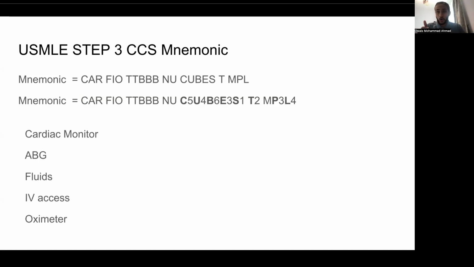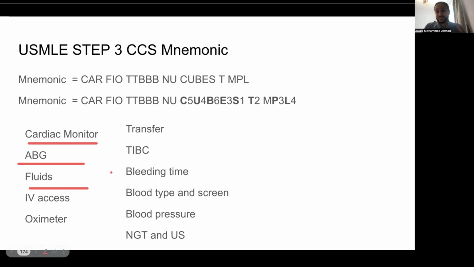Okay, CAR. The C over here is going to be cardiac monitor. A is going to be ABG. R is going to be random blood glucose. F is going to be fluids. I is going to be IV access. O is going to be oximeter.